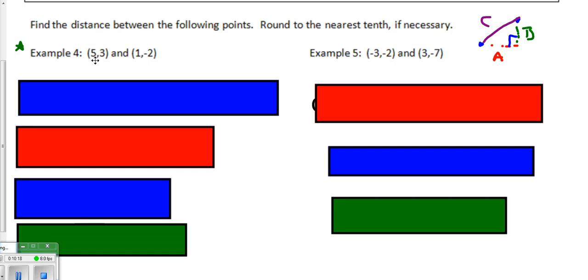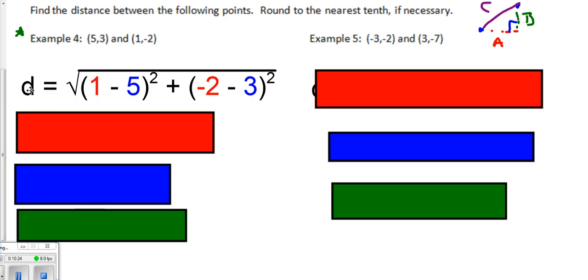So if we need to find the distance between 5, 3 and 1, negative 2, again, we just plug it all in. The distance equals our x2 minus our x1, and then squared, plus our y2 minus y1, and then squared. Now the question might come up, what if we switch these around?